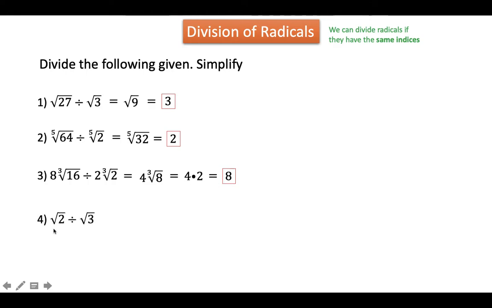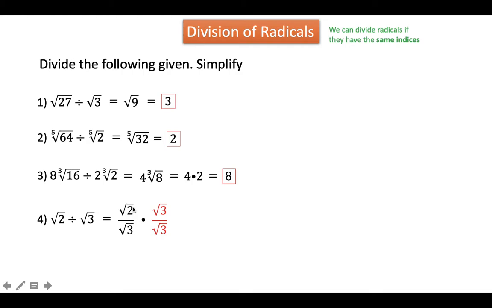In given number 4, square root of 2 divided by square root of 3. Since we cannot divide this anymore, it will not give us an integral answer, so we can at least simplify this one. So let us transform this into fractional form. Notice that our divisor becomes our denominator. And in the simplified form of radicals, there should be no radicals in the denominator. So to simplify this, we're going to rationalize it, and that is by multiplying square root of 3 to the numerator and denominator, because we want these radicals to be removed.